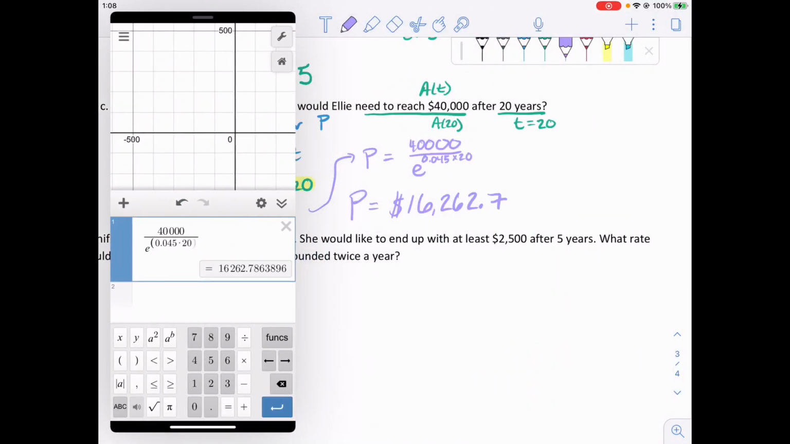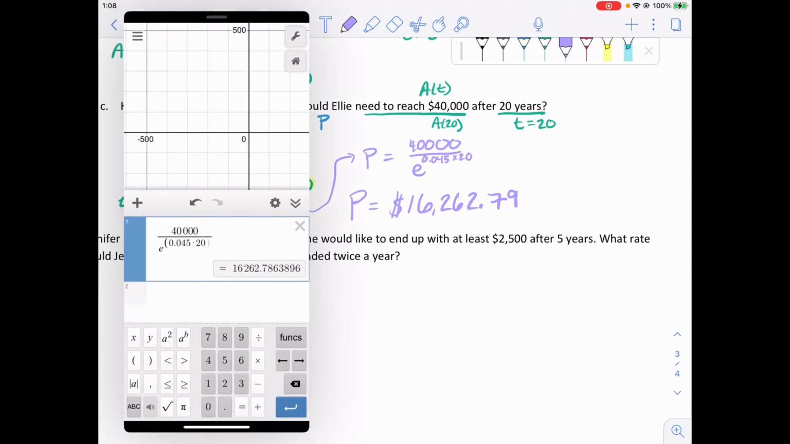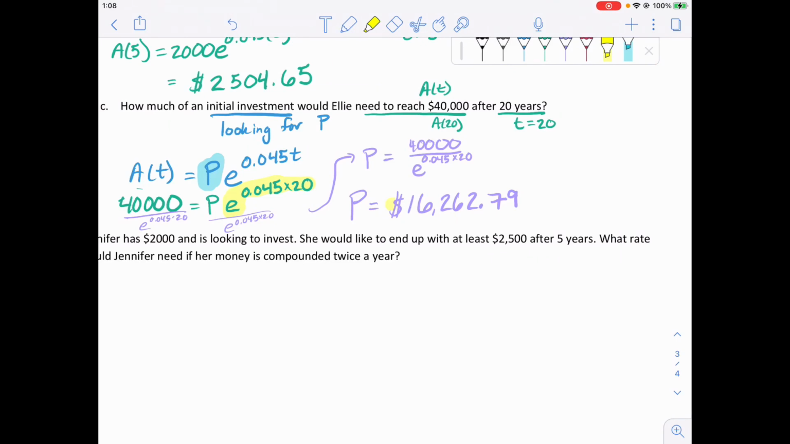And so we get that we would need to invest $16,262.7, and then let's talk about this last decimal point. No matter what that number is, I'm gonna round up. If I round down, I won't have enough money to reach my target, so I'm gonna round up. It means that she's gonna be a little bit over 40,000, but we would rather be a little bit over our target than anywhere under our target. So we'll always round that up. All right, so that's how much we would need to invest.